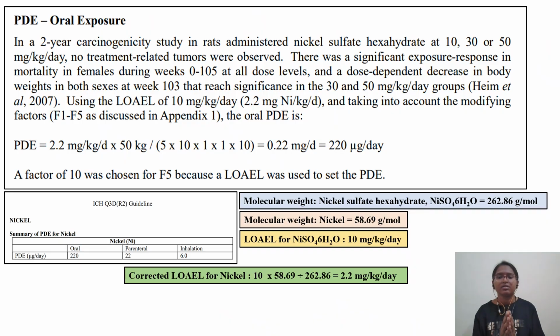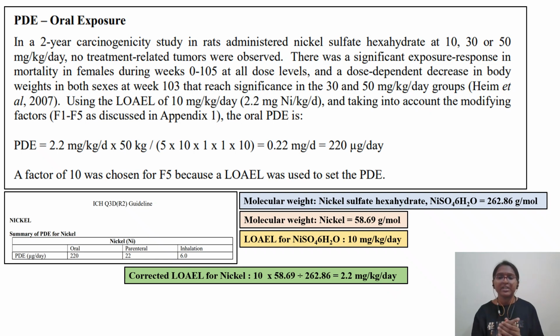I missed one point. Nickel is an important component in the case of inhalers. Metered dose inhalers contain a component that is made up of nickel metal. So that is another source of exposure. Now we'll very quickly discuss this.